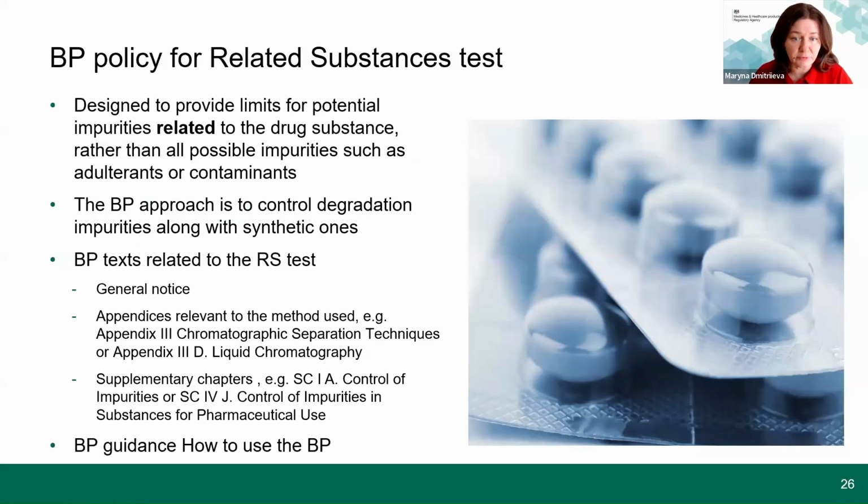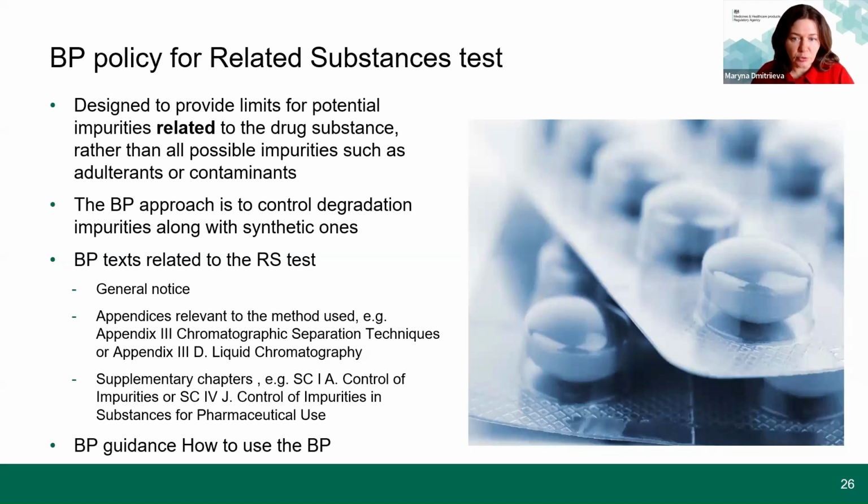One of the features of the British Pharmacopoeia approach is that related substances tests in British Pharmacopoeia monographs are used to control degradation products along with byproducts of the synthetic route used for the manufacture of the drug substance. Here are some useful sources in BP text you can, or should, consult apart from the specific monograph to get more information on how to perform and interpret the test.